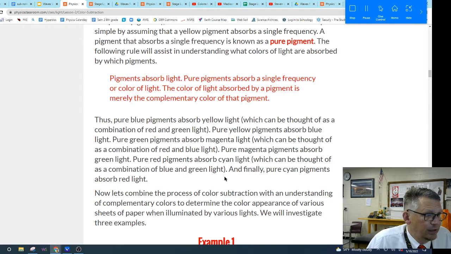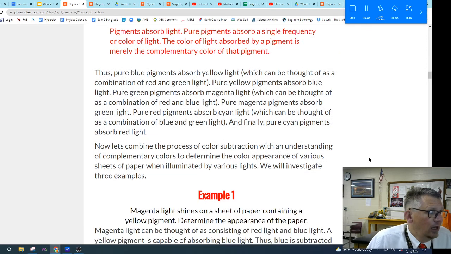Pure red pigments absorb cyan light. Pure red absorbs cyan, which can be thought of as a combination of blue and green. And finally, pure cyan pigments absorb red light.